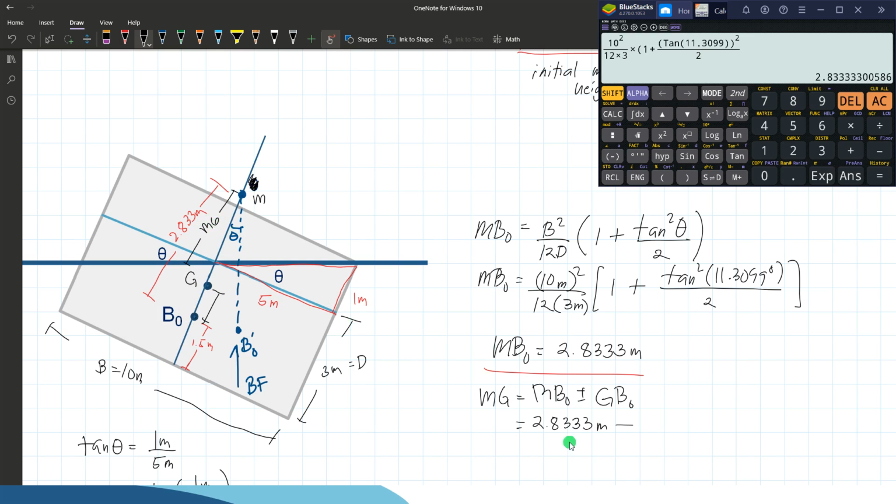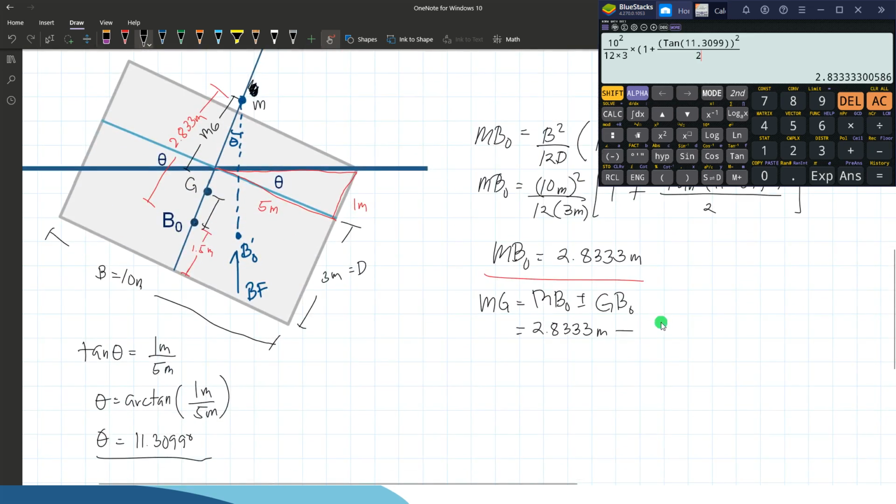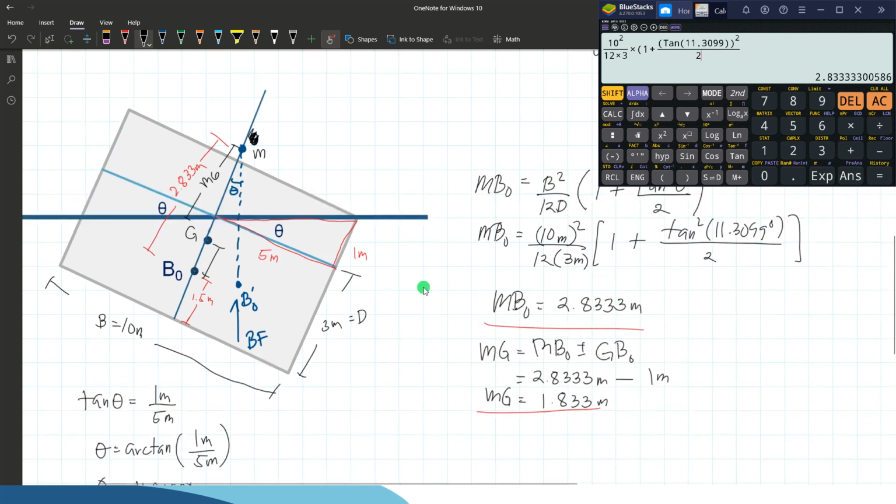Now GBO is 1 meter. So MG equals 1.833 meters. That's your metacentric height, the new metacentric height in the tilt position.